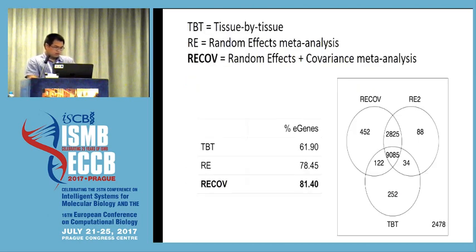So these are the results. By applying the random effects method with covariance term, we detected 3% more than the traditional random effects model, and 20% more than the tissue by tissue method. And the Venn diagram shows us how agreeable the three methods are. Looking at this Venn diagram, you would notice that there are some genes detected to be eGenes only by a specific method.